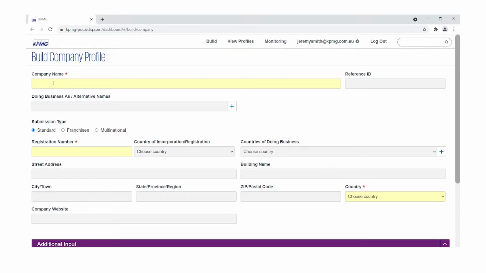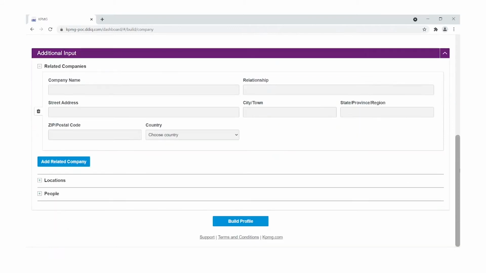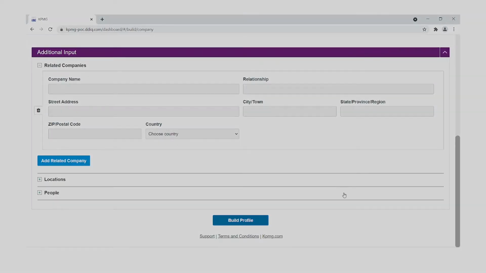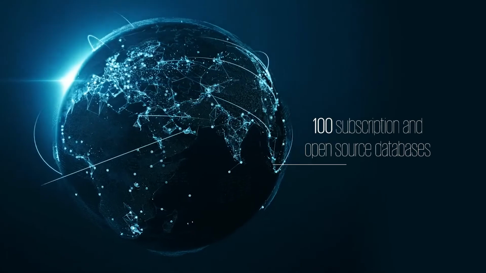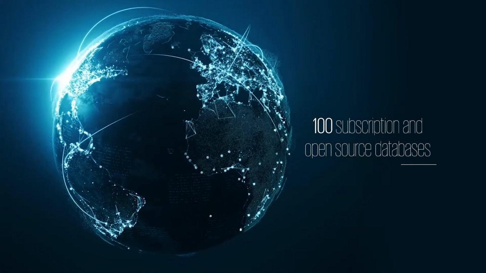Using enhanced machine learning, K3-PID enables us to do in 20 minutes something which traditionally would have taken us many weeks. Here, I'm using an example of Unit Oil, one of the most complex assessments in the market today. When I initiate Build Profile, K3-PID will search over 100 subscription and open source compliance and registry databases across the entire globe. It will also perform adverse media searches for Unit Oil in over 40 different languages to help identify relevant adverse media for further review.